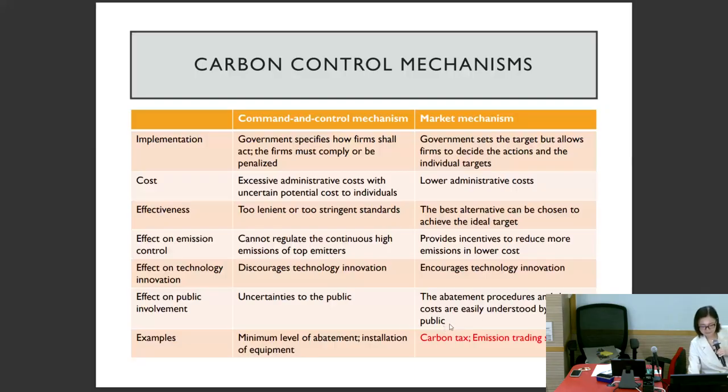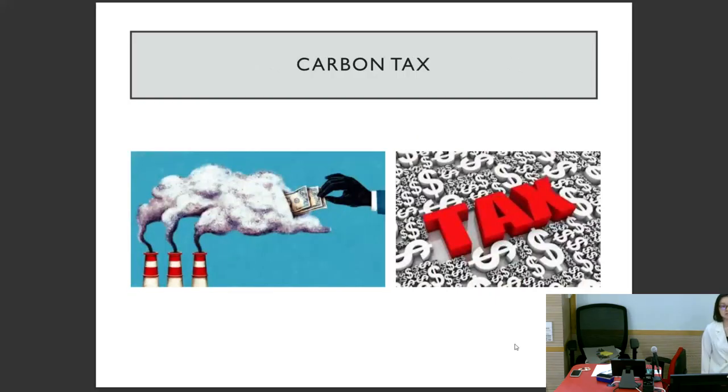For example, for command and control, a minimum level of emission or installation of certain kinds of equipment: you must reduce the level to a certain level, or must install that kind of equipment in your facilities. And for market-based, like carbon tax and the ETS, emission trading scheme. This table compares the difference. So let's talk about carbon tax. This lecture will focus on carbon tax and the ETS.